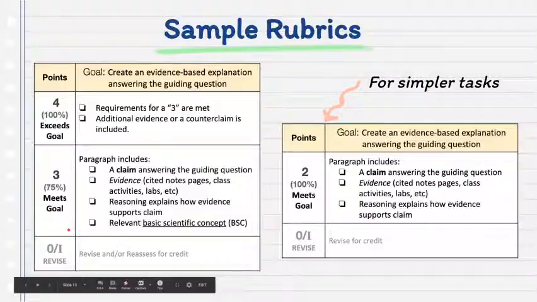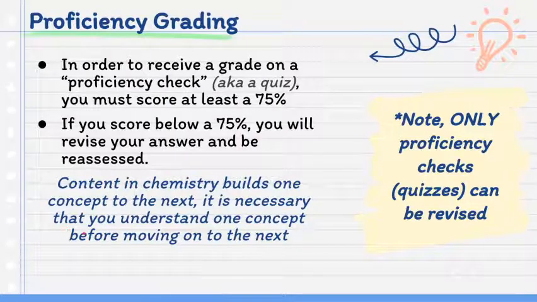Let's see a more specific breakdown of that. In order to receive a grade on a proficiency check, so I call quizzes proficiency checks, and that's because of this whole revision thing. They're not really a typical quiz. If you score a 75% or above, great. Then you've showed you're proficient, you can move on. If you score below a 75%, then you will have class time to revise your answer to see where you went wrong. Maybe you review some material, watch another instructional video, look over your notes, and then you get to take it again. Of course, with different questions, right? Different questions, but on the same topic to show that you understand.